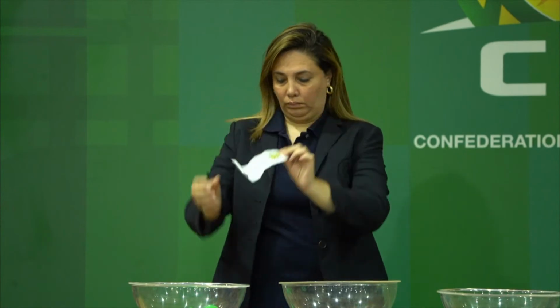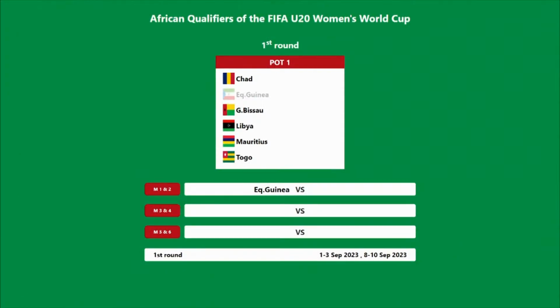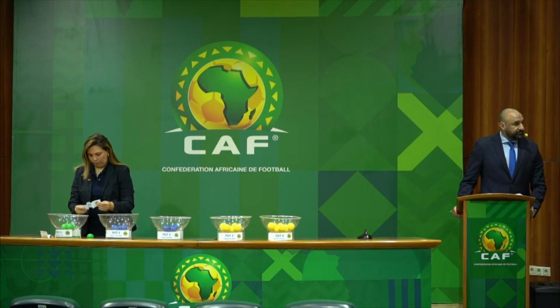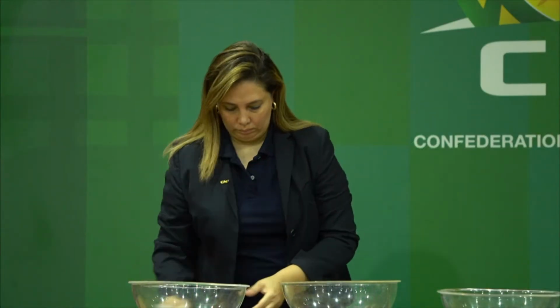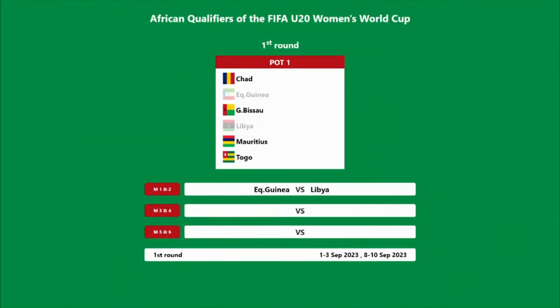Equatorial Guinea will play the first leg at home, match number 1, and they will be playing against Libya. The first leg will be played in Equatorial Guinea and the second leg in Libya.